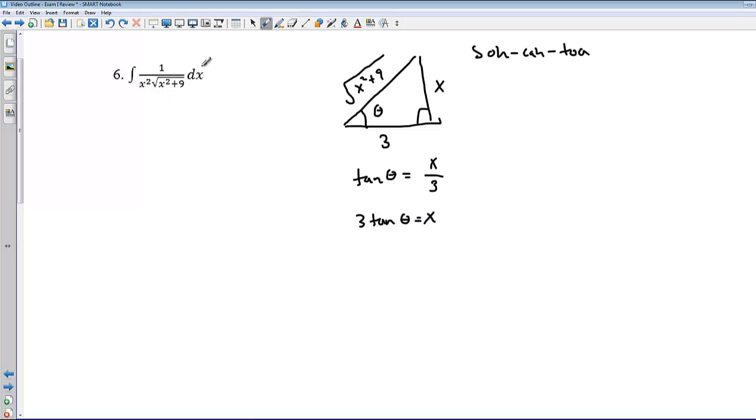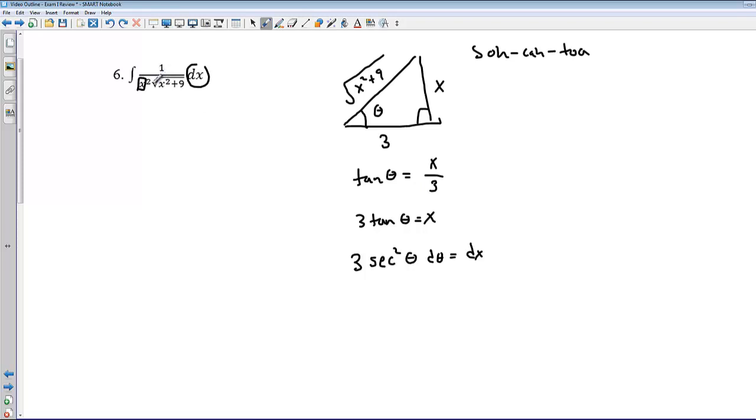I need my dx. To find dx, you just take the derivative of both sides. So 3 times the derivative of tan theta is secant squared theta. And we like to write the d theta on the left. And the derivative of x is just 1 dx. And so now I have dx, and I already have my x.